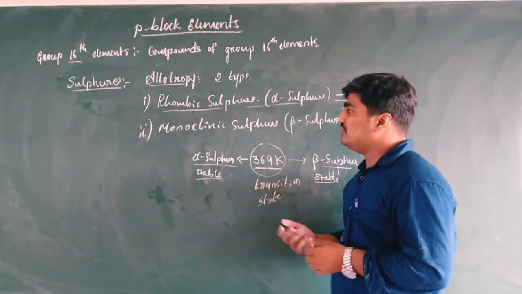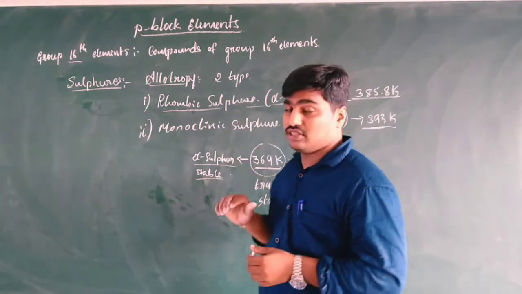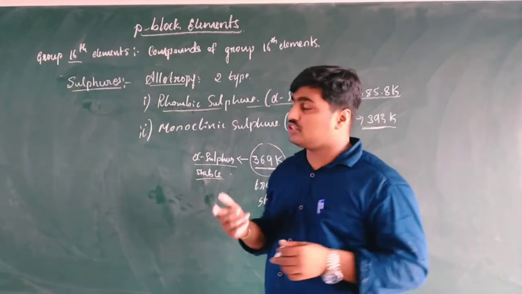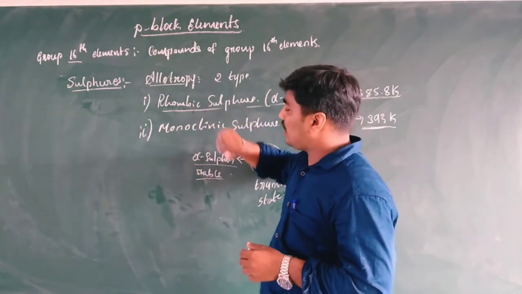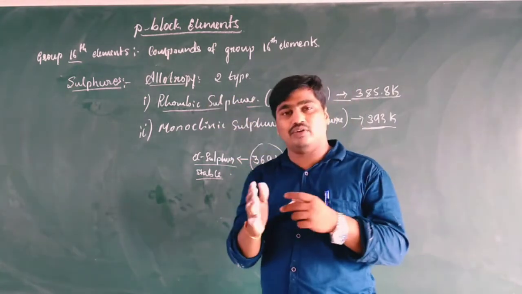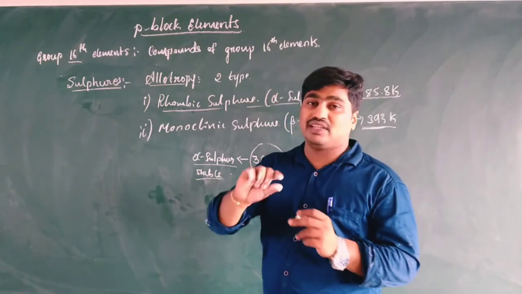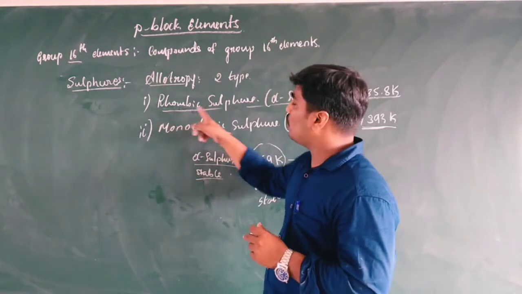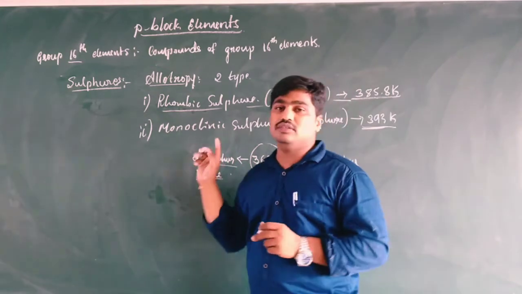So small changes in their angles and edges cause the different structure. One is a rhombic type of sulfur. These contain sulfur atoms, but the arrangement of sulfur is rhombic. And here this is a monoclinic.